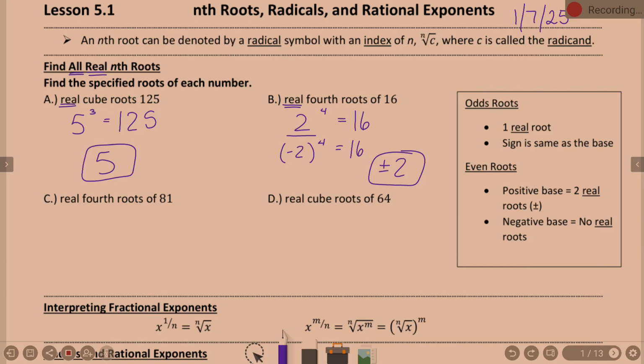Okay, C. Real fourth roots of 81. 3? Is that it? So 3 to the fourth is 81. But could we use a negative? Yeah, you could also apply the negative. A negative 3 to the fourth is also 81. And again, it's because a fourth root is an even root. When you multiply 4 negatives, it's going to take you back to a positive. So what are my answers here? Plus or minus 3.